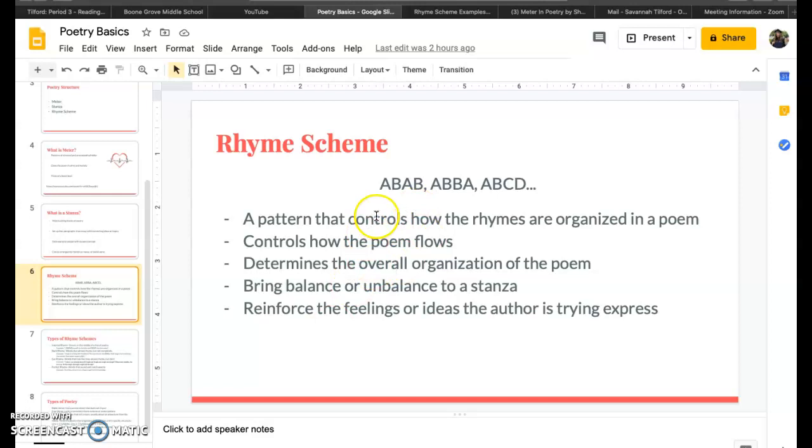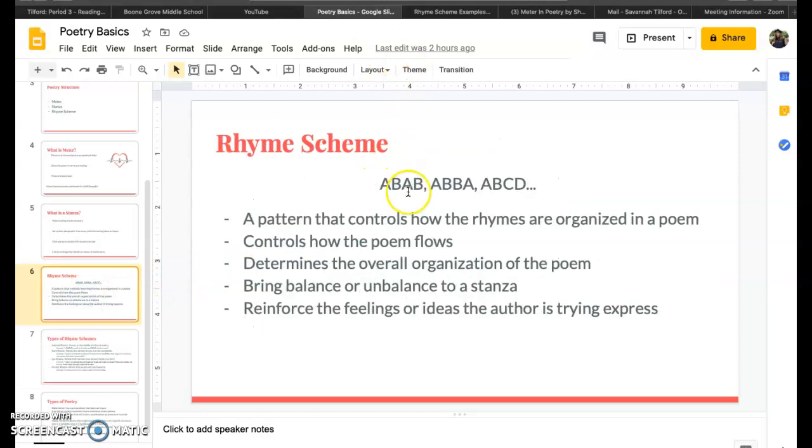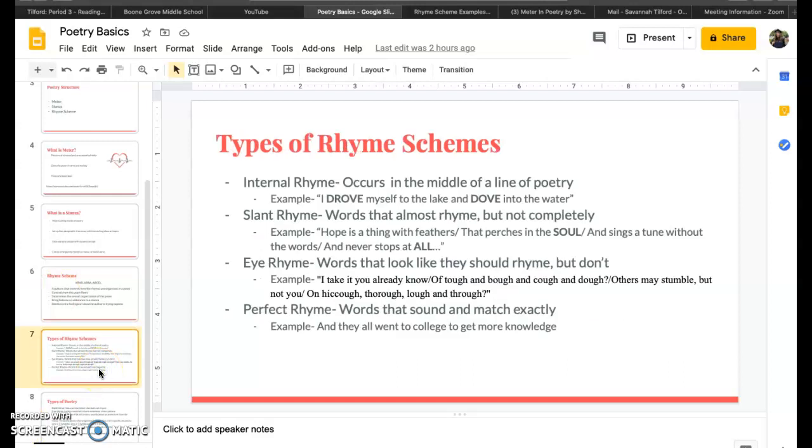And for rhyme scheme, some examples just to give you an idea. Depending on how it rhymes, and by that I mean if it's an internal rhyme, a slant rhyme, an I rhyme, a perfect rhyme, etc., it will have some kind of pattern, whether it's A B A B, A B B A, A B C D, and that'll make more sense here in a second. But before we move on to the pattern, let's talk about the types of rhymes that we have.